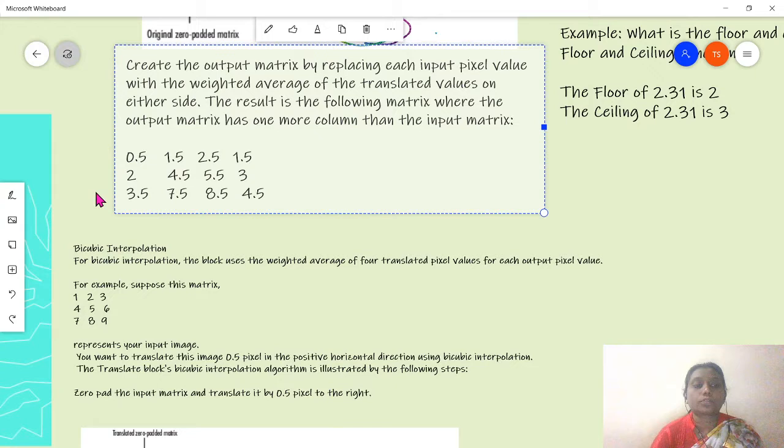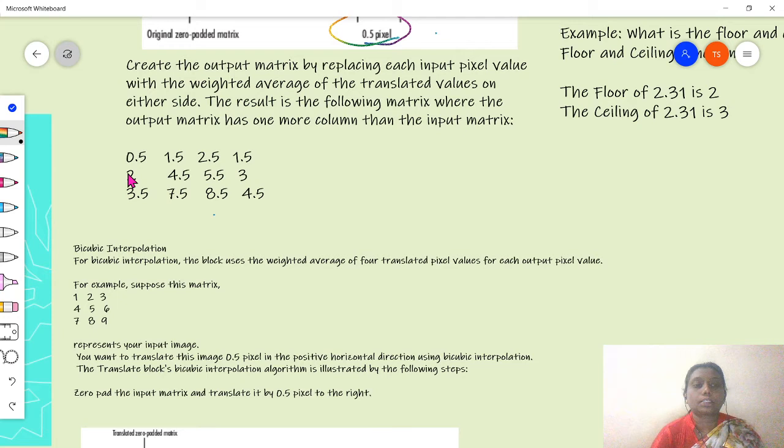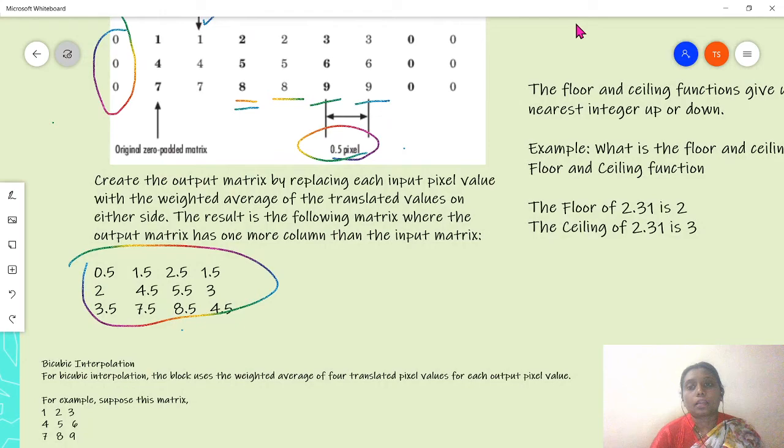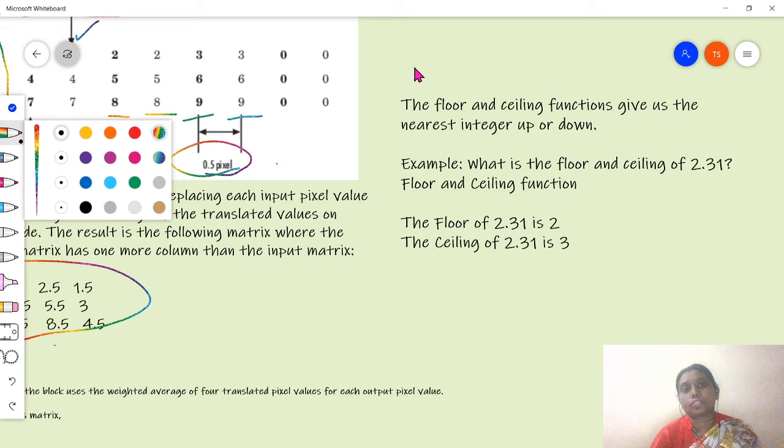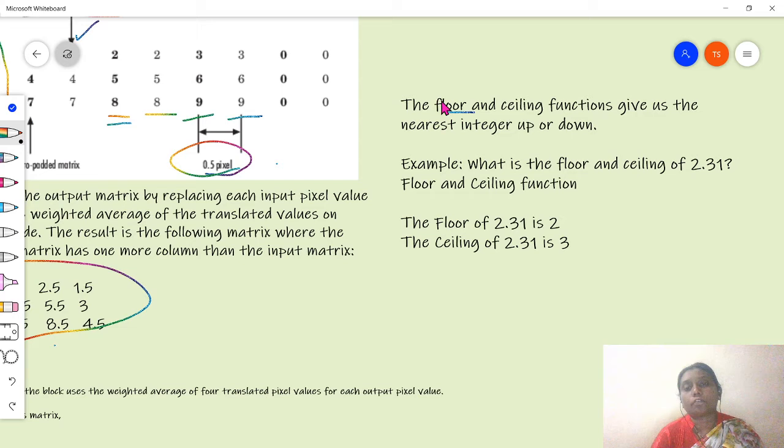The values are these. So these are the output values after the translation by using the bilinear interpolation technique. And I said we are using the floor function, which we apply upon the pixel values for the translation. I said we have a floor function and a ceiling function.